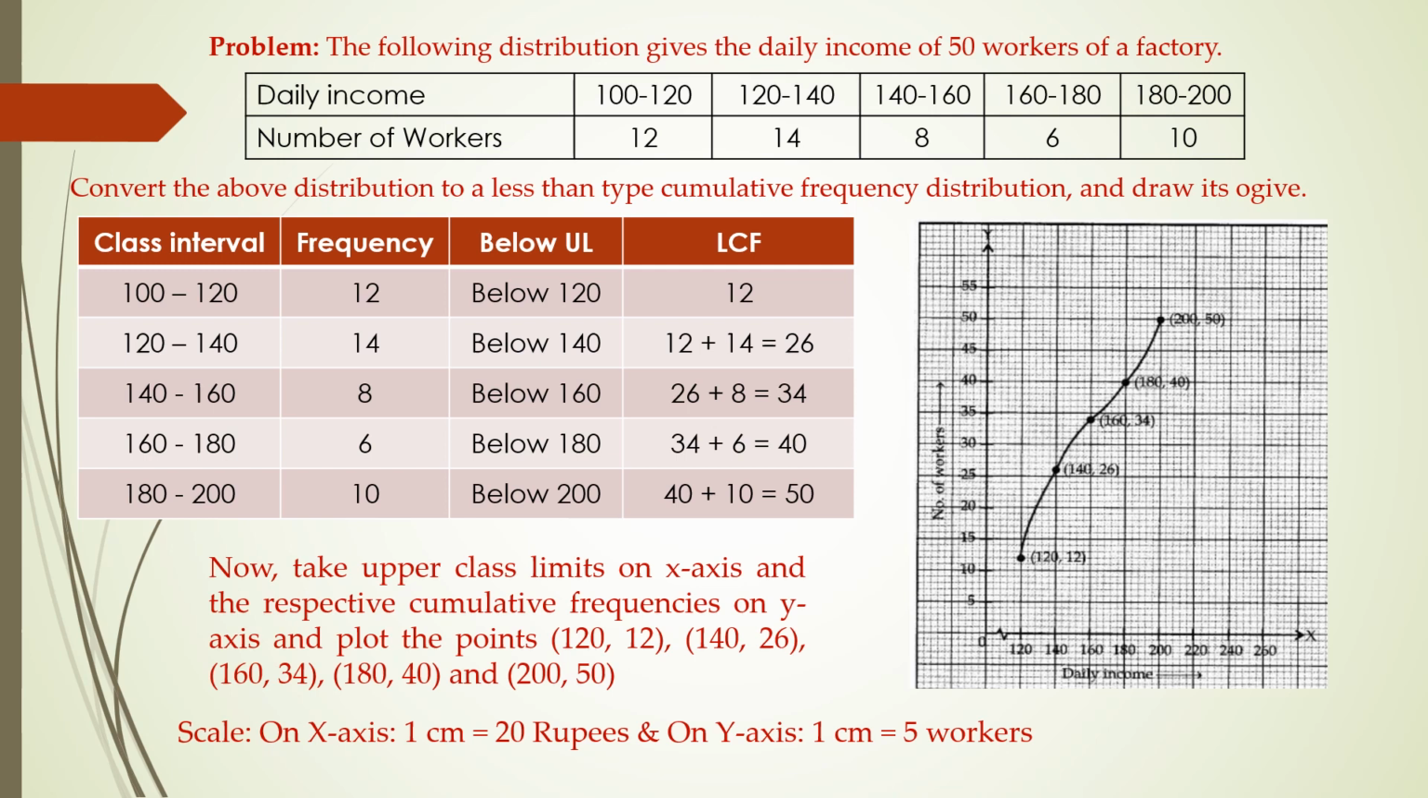Therefore, what steps did we follow here? We constructed the less than cumulative frequency distribution. After constructing the distribution, we identified the respective points by using upper limits and cumulative frequencies. By taking a suitable scale on both axes, plotting the points on the graph and joining them with freehand, we get the respective OGIVE.